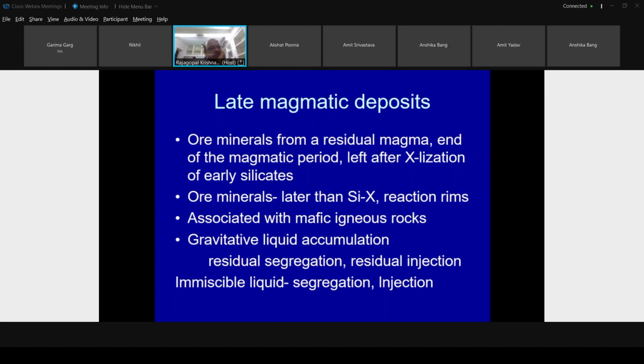What is the residual magma? Sir, the magma that is left after some crystallization of mafic minerals. Okay, so what will the residual magma be composed of? Mostly felsic minerals. Can you give an example of felsic minerals? Such as quartz, hornblende. Hornblende is a felsic mineral. Yes, sir. What is the composition of hornblende?